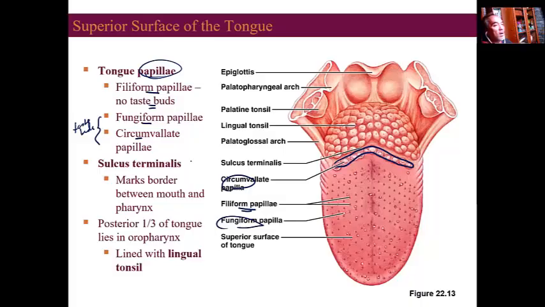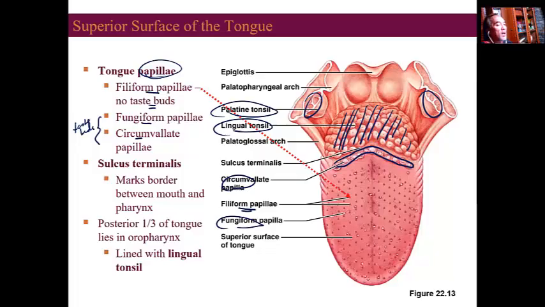Now, if you take a look at the back of the tongue, there are also tonsils there. That tonsil is called the lingual tonsils. And you can see the palatine tonsils to the side of the mouth. That's your palatine tonsils. So we've identified the tongue.